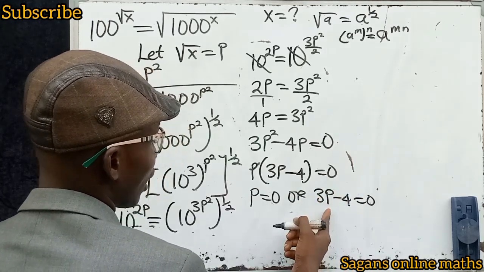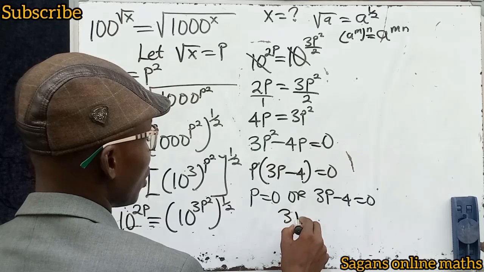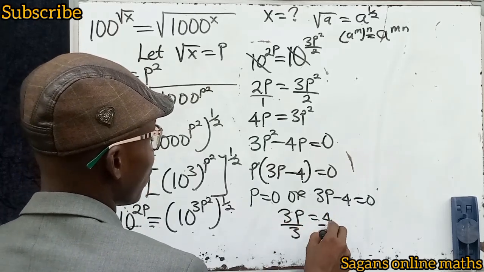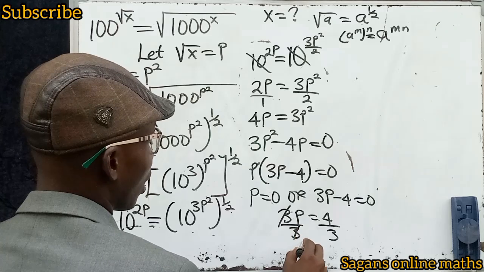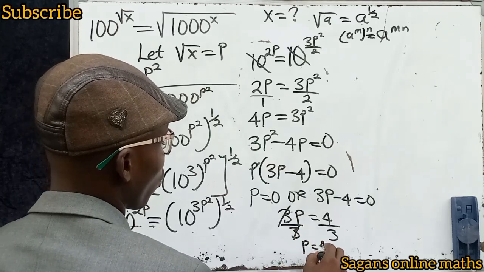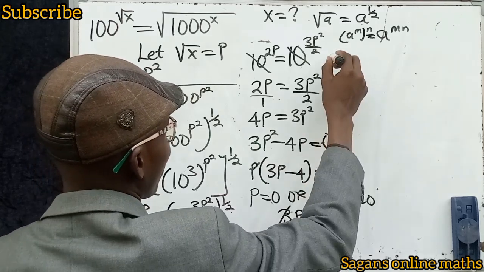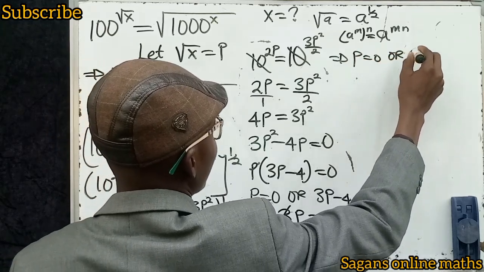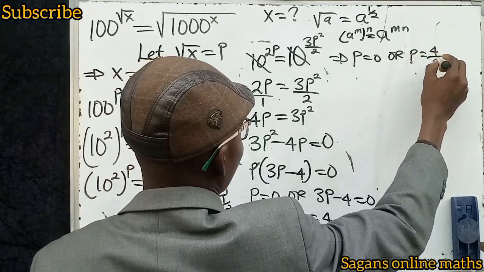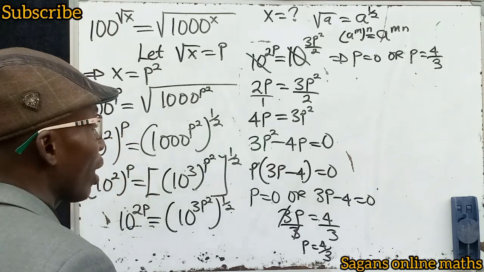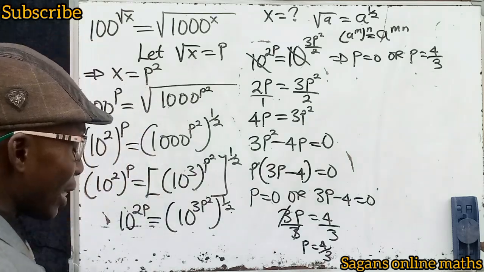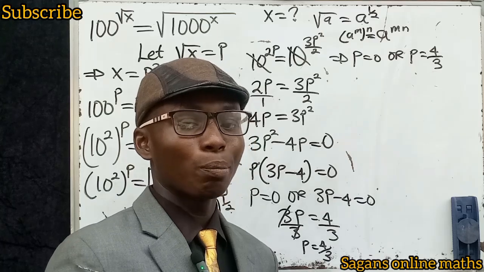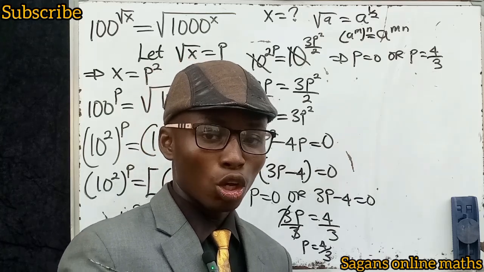0. From here, let's find p. That means 3p will be equal to 4, by adding 4 to both sides. Divide here by 3 and divide here by 3. 3 will go, and p is equal to 4 over 3. And this implies that our p is equal to 0, or p is equal to 4 over 3. But remember, we are not asked to solve for p. We are asked what is the value of x. I said earlier in this video that the reason why we are using p is so that this problem can easily be solvable.